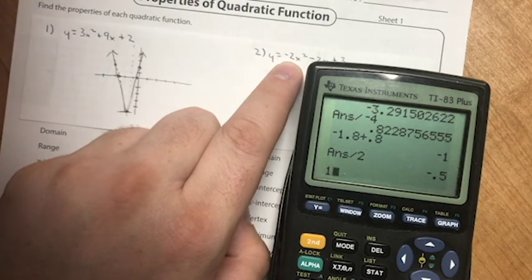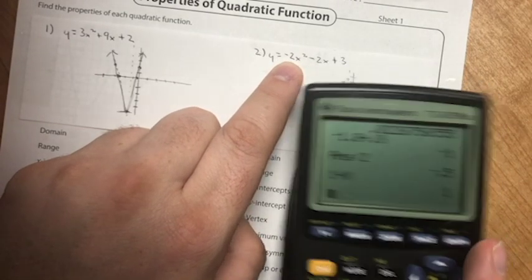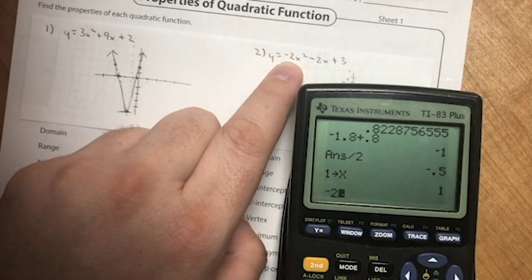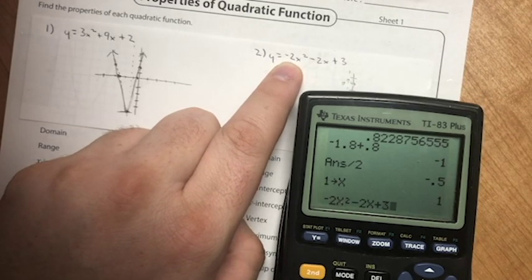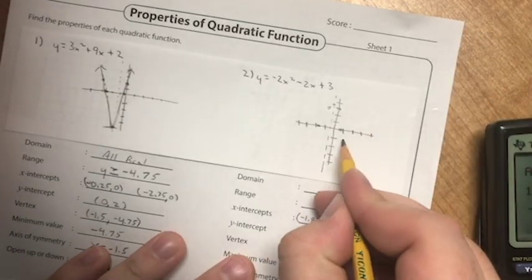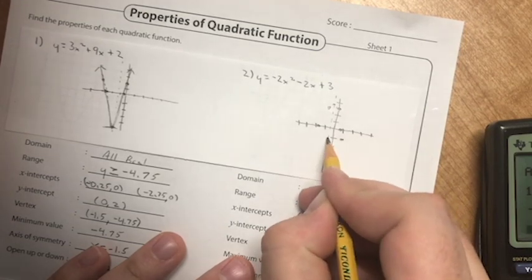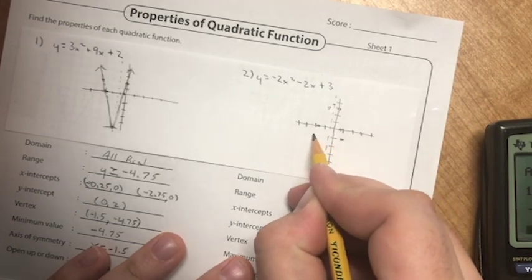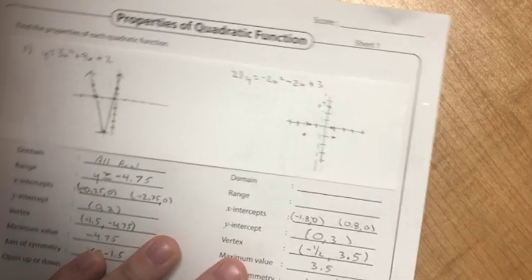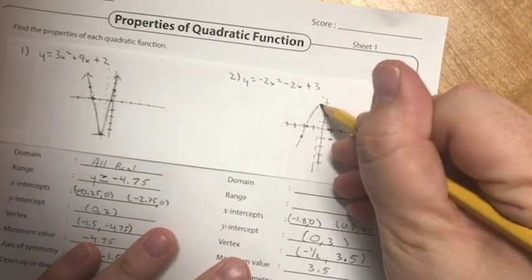So I'm going to hit 1, store as x, and then I get this. I'm going to put negative 2x squared minus 2x plus 3. And let's see what happens. I get a negative 1. So when I do that, it would be here, and its mirror counterpart would be here. Now that I have that, it's just a matter of sketching out my graph.